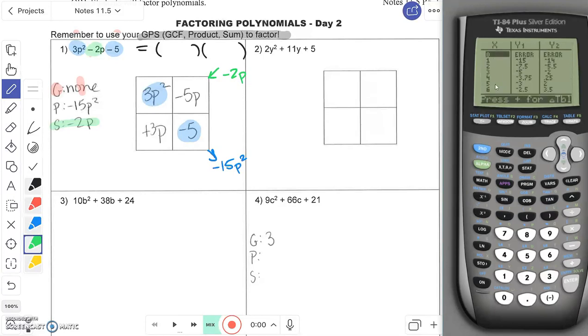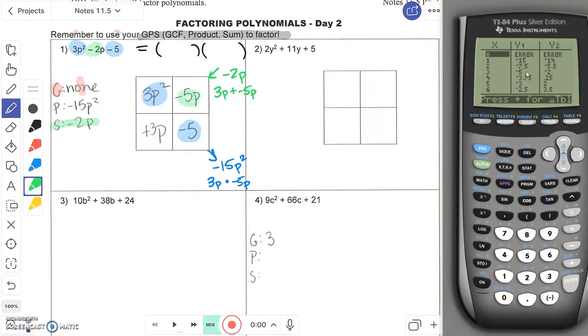These are all of our different factors, and I'm looking for a sum of -2. So the two numbers that make that happen are 3 and -5, which is where I got that. So that 3 and -5 means that 3p times -5p gives me the -15p squared. And if I do 3p plus -5p, that gives me my sum. So that's where these two factors in the other boxes came from.